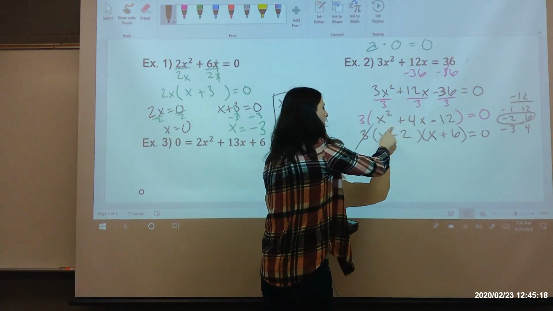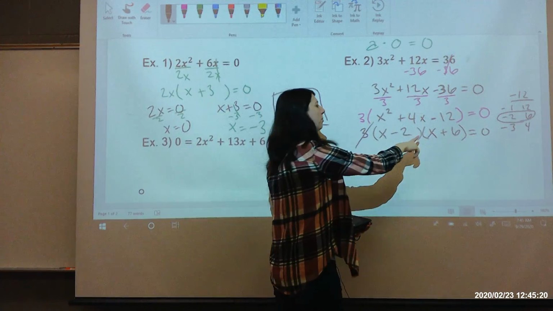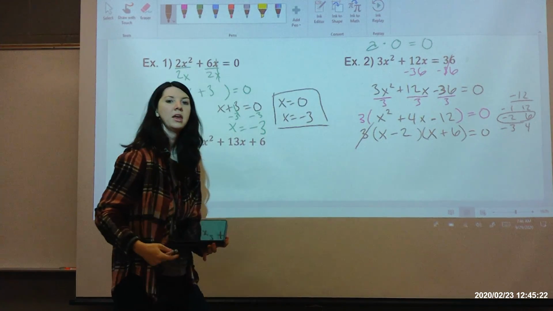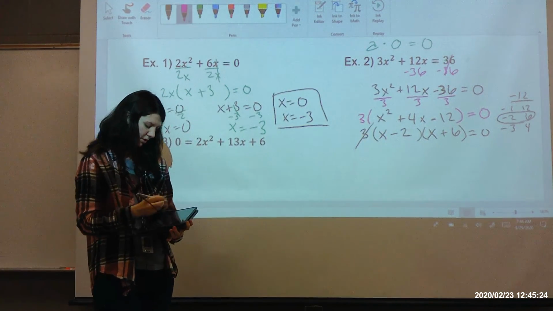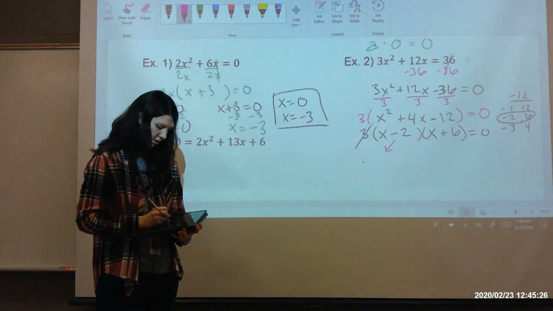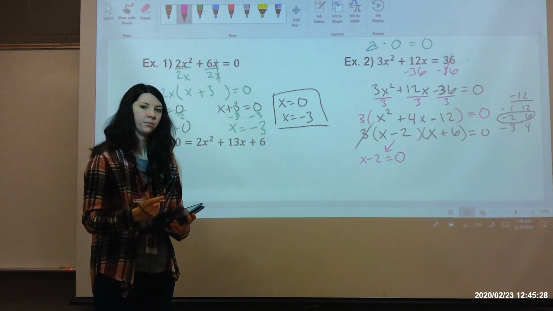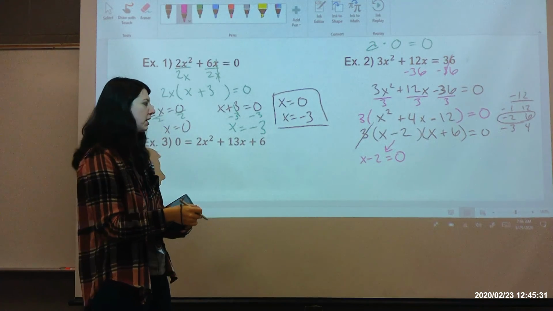What will make x minus 2 equal 0? What will make x plus 6 equal 0? And that will give me my two answers. So let's focus on this one. X minus 2 equals 0. What x value do you need to make that equal to 0?